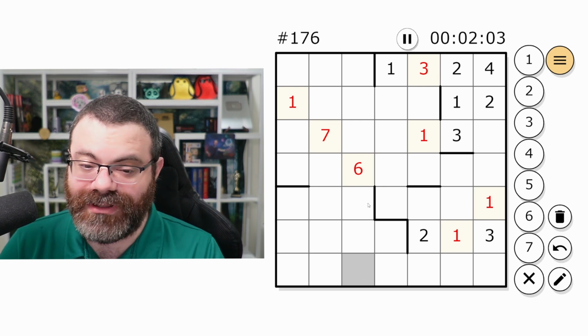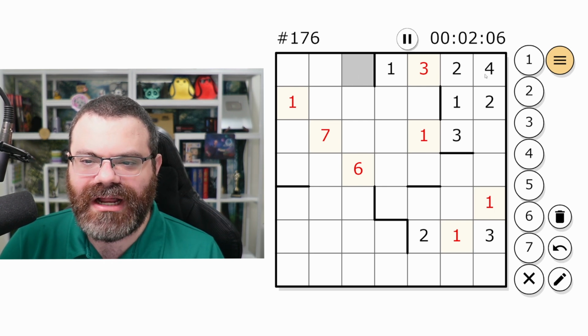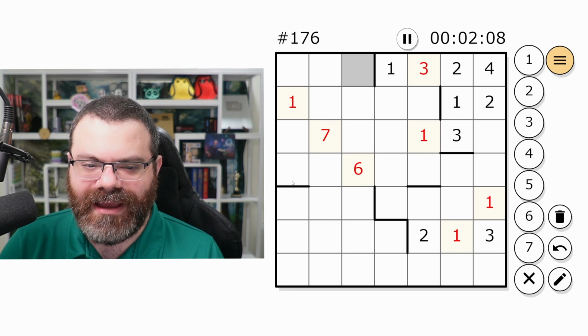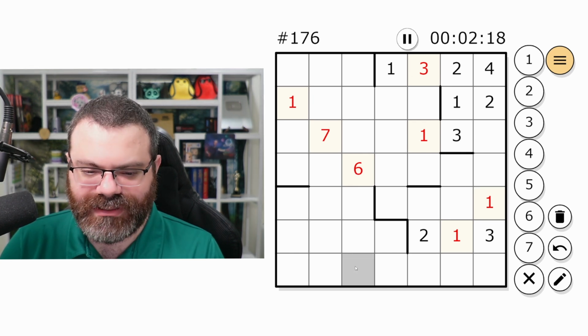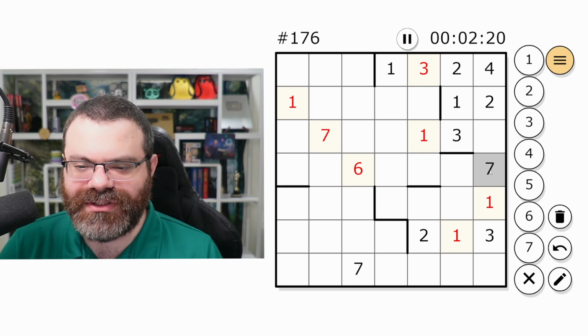Completely backwards logic. I really apologize for that. Let's do that again. This column and this column need a 7, and this row needs a 7. So they have to appear in these 4 cells where they intersect, because that's the only places 7s can go, and this is occupied by a 6. So the 7 goes here and here. That's a much easier way to put it.